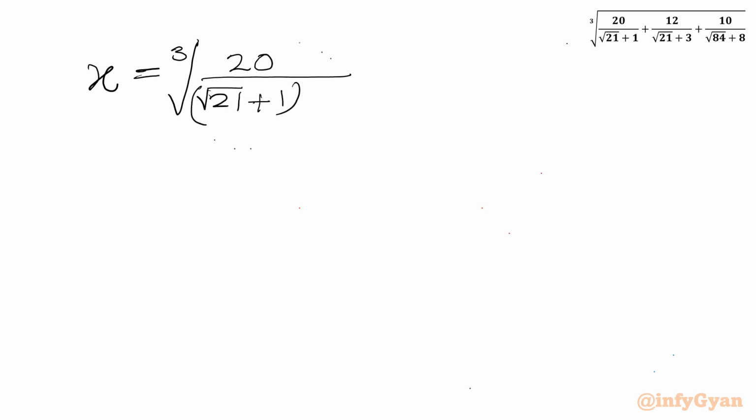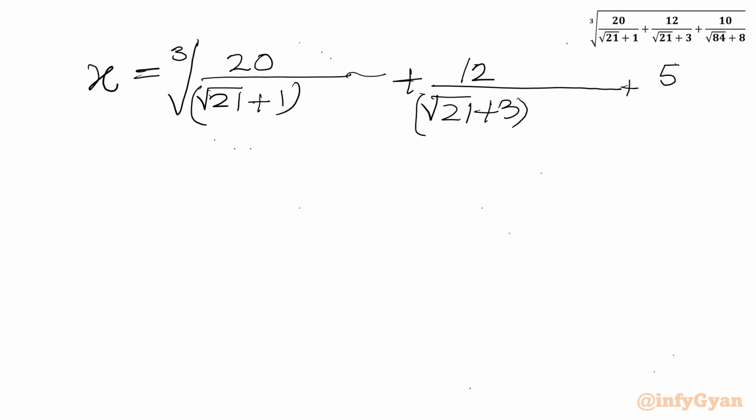Let us replace. So I will write x equal to the cube root of 20 over square root 21 plus 1, plus 12 over square root 21 plus 3, plus 5 over square root 21 plus 4.